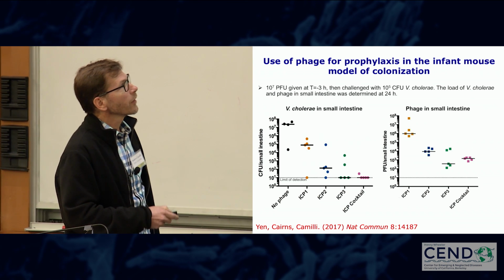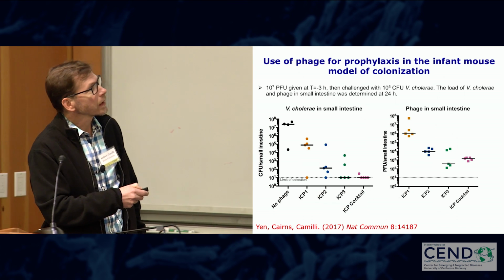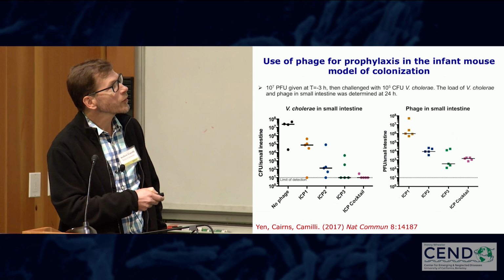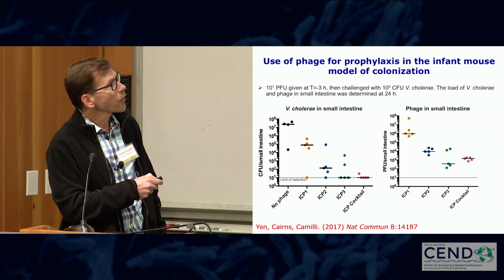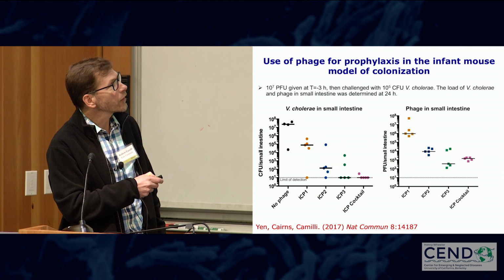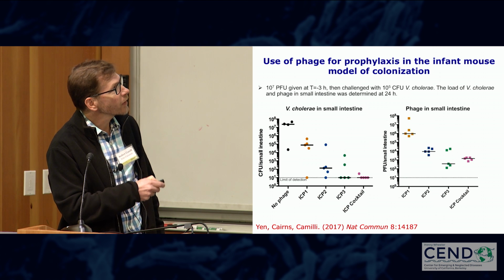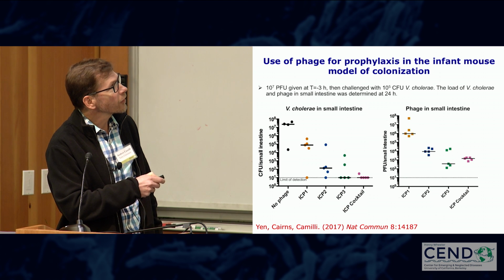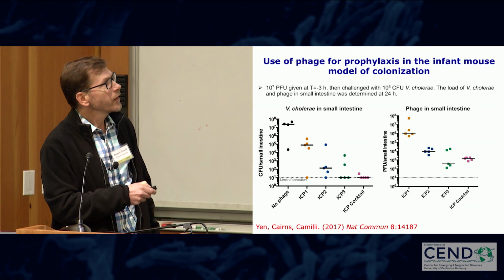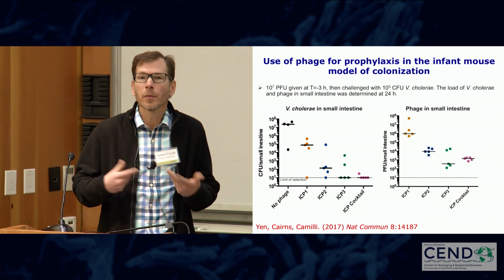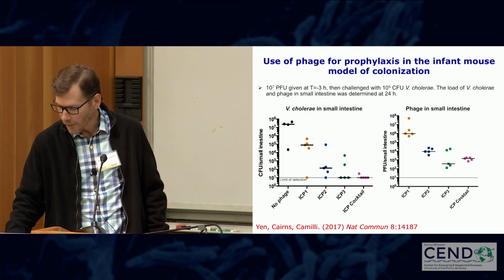I won't belabor this point, but in these same animals, we can look at the concentration of phages in the small intestine. And what we see is that the population of phage generally correlates with the population of the Vibrios. So this is ICP1 treated, so there's quite a high load of bacteria. There's a high load of phages, and it correlates. This is because the phage replication depends upon the population density of the host bacteria.